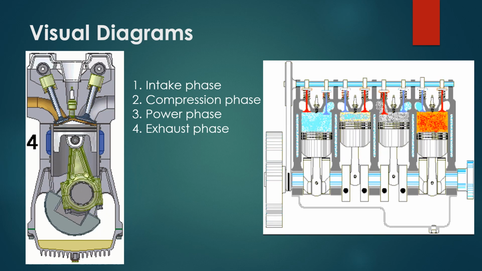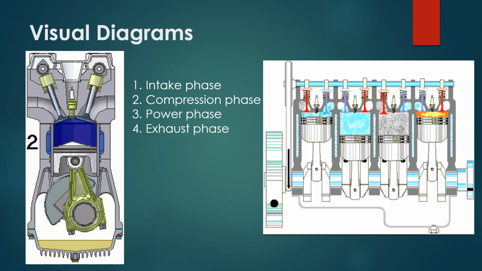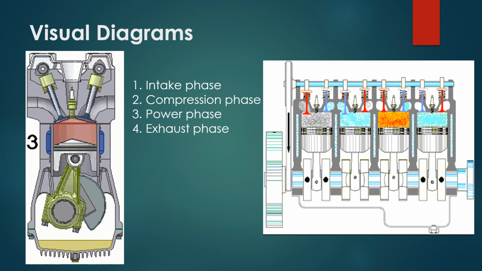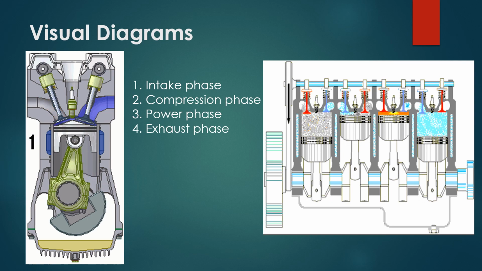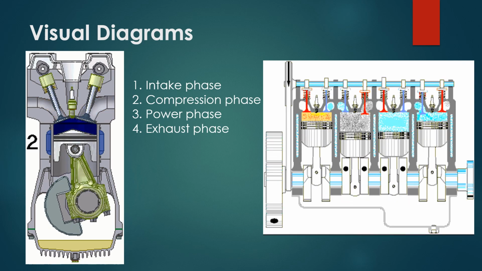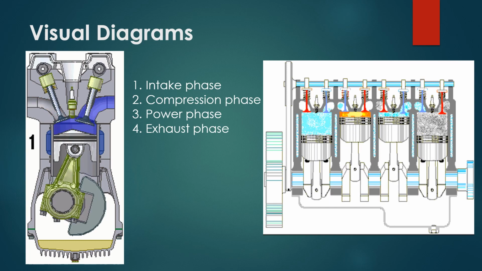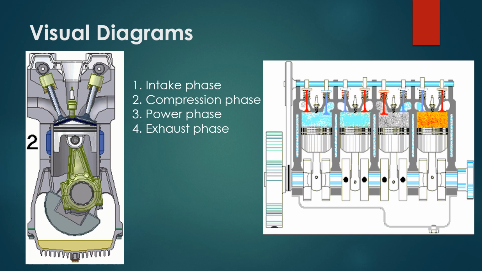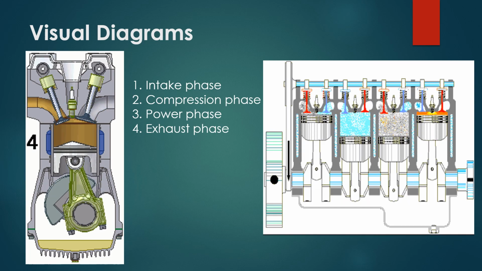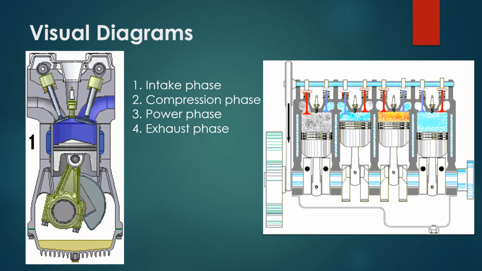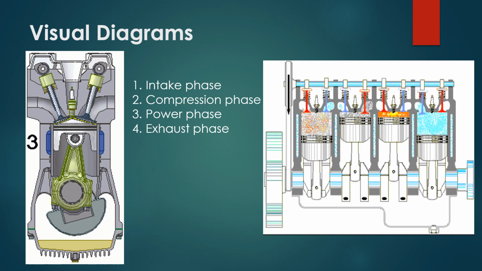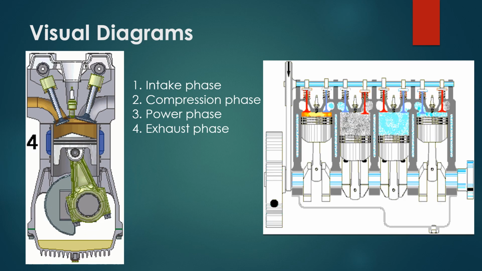Lastly, we see the exhaust phase. We see the piston returning to the TDC position, forcing the exhaust gases from the power phase out of the cylinder and getting into the position to repeat the intake phase. And on the diagram on the right, we can see what it looks like with a 4-cylinder or a V8 and all pistons moving simultaneously, repeating phases 1 through 4.